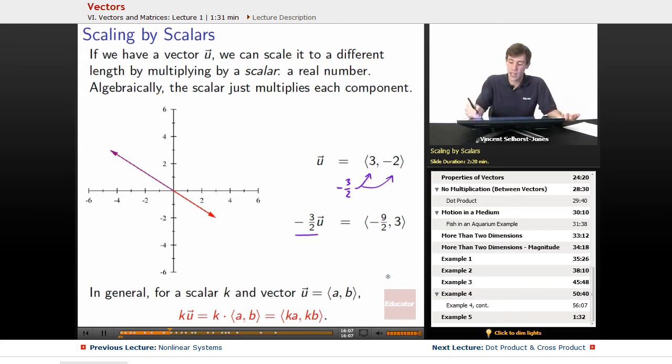In general, for a scalar k, any scalar k, and some vector u that is a comma b, k times u, that's the same thing as k times a comma b, so that's the same thing as just that k getting distributed to both the a and the b, so it gives us ka comma kb.